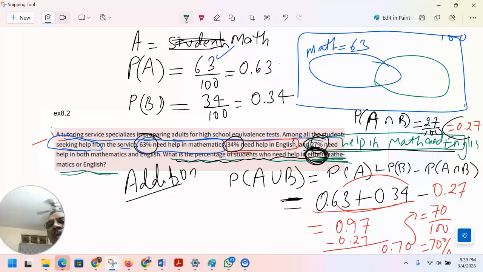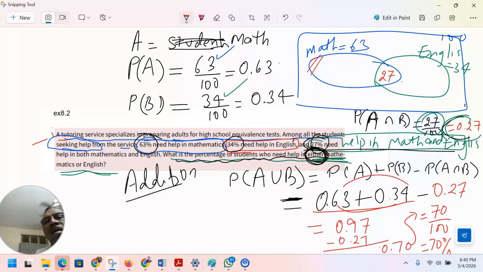like this. This is English, right? So English, there are 34. So these are 34 students. Now, if you look at this, this means 27 students are both. I'm using red color for this. So there are 27 students here. These students are in both English as well as maths. That means we want to know what about this part.